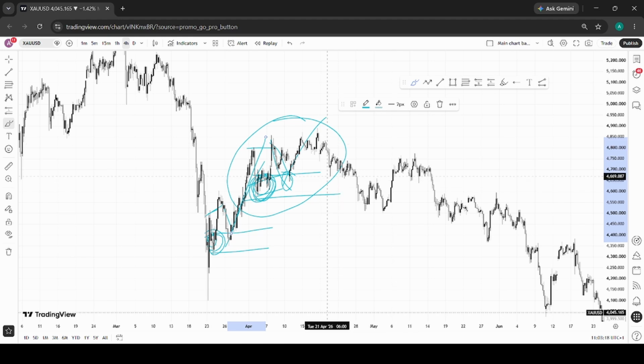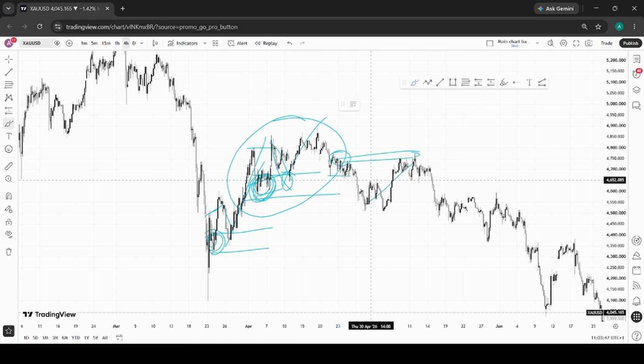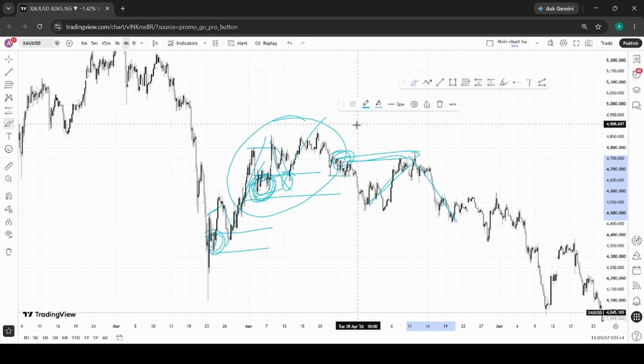You see, this is a clear break of structure here. After this break of structure, this is a place where sellers want to enter the market. You can see what happened. Immediately price comes to this area where sellers want to enter the market and then they start pushing price to the downside. Can you see it? It's clear. Now you have understood everything I want to teach you in this video.